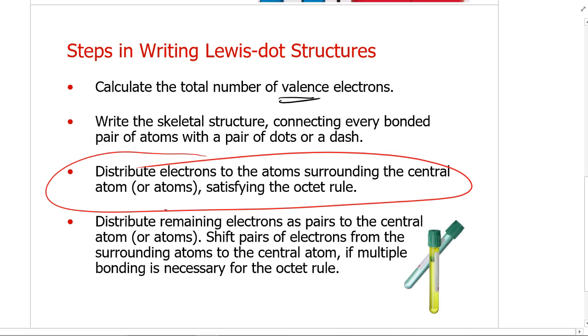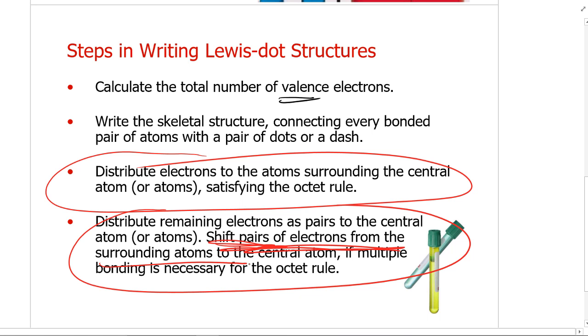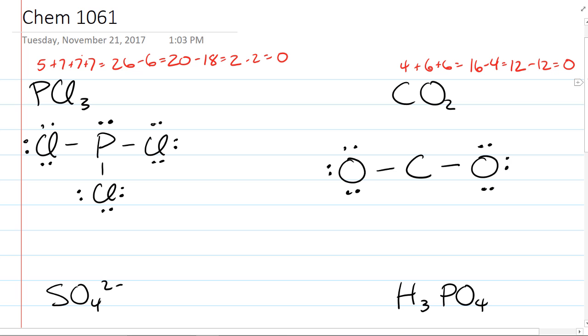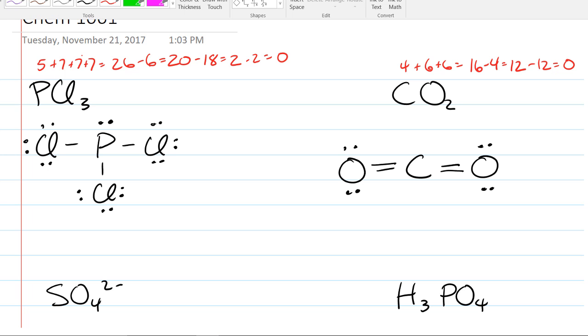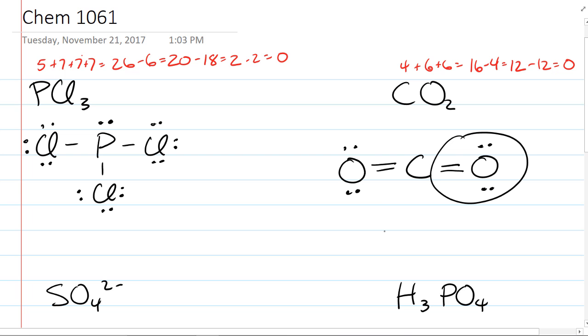So our next step here says that we distribute the remaining ones to the central atom. Well, we don't have any remaining. So the next part then is to shift pairs of electrons from the surrounding atoms to the central atom if multiple bonding is necessary for the octet rule. So we get rid of 2 here, 2 here, put them in here as double bond. At this point then, every atom has satisfied the octet. We have 8 available to this oxygen, we have 8 available to this oxygen, and we have 8 available now to this carbon.